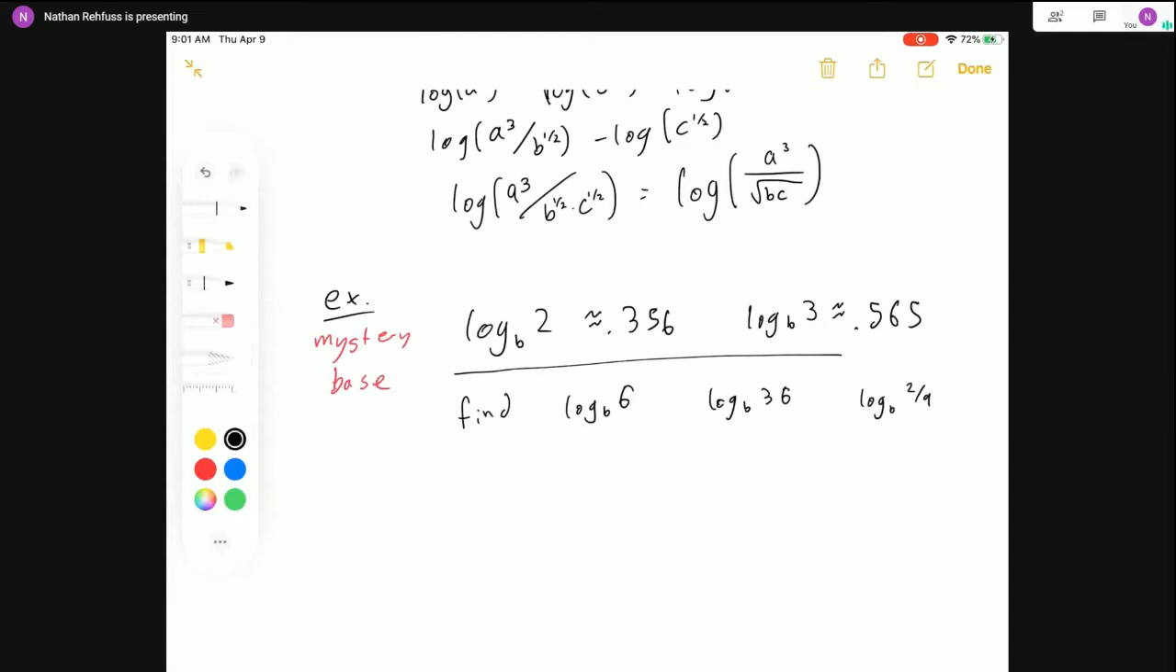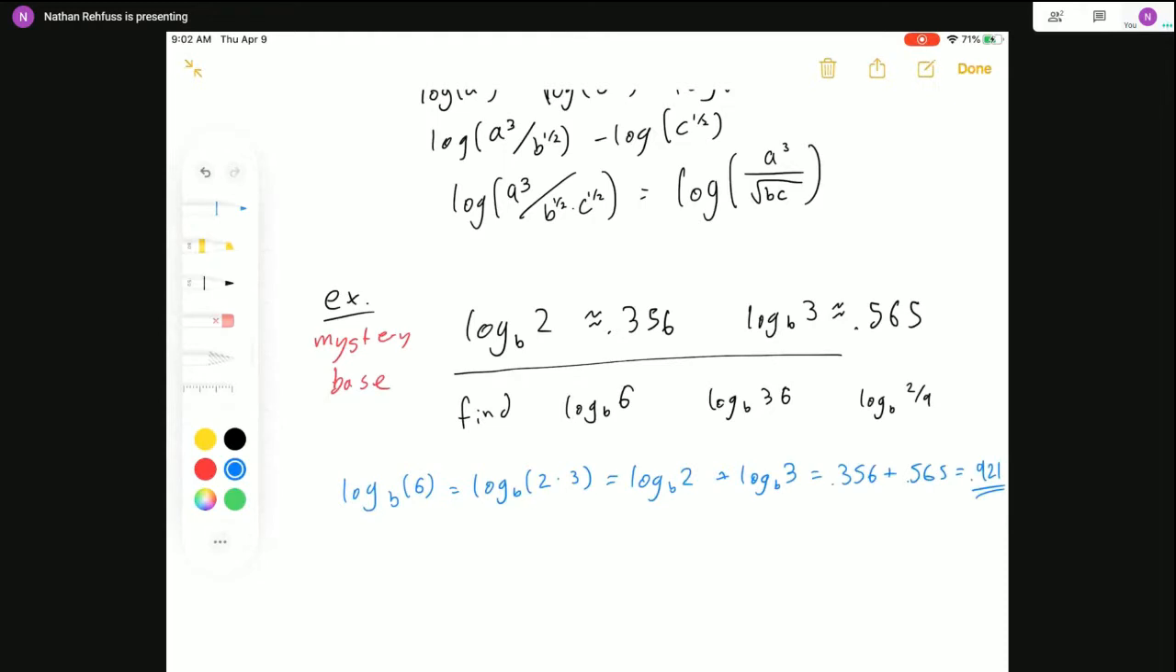If I want log base b of 6, well, 6 is 2 times 3, and I know that multiplication inside the log is addition outside. So this is log base b of 2 plus log base b of 3, which is 0.356 plus 0.565, and that's going to be 0.921. And there's my answer. So I didn't need to know what my base was to compute this answer. And that's a mystery-based problem.